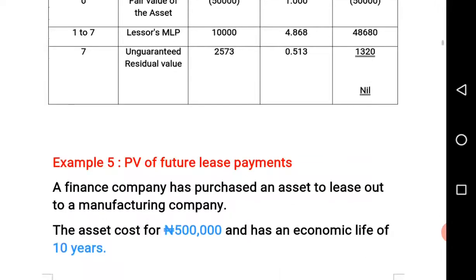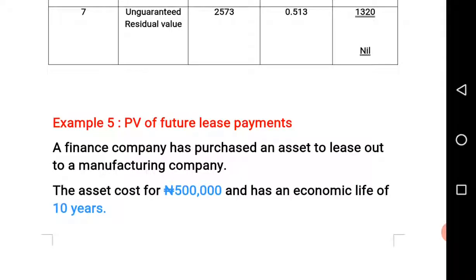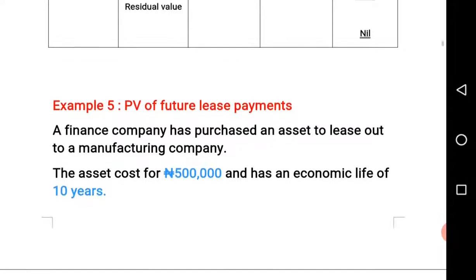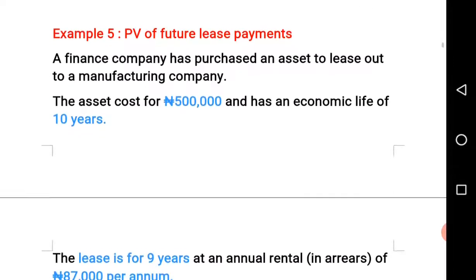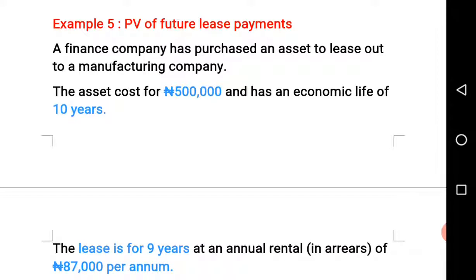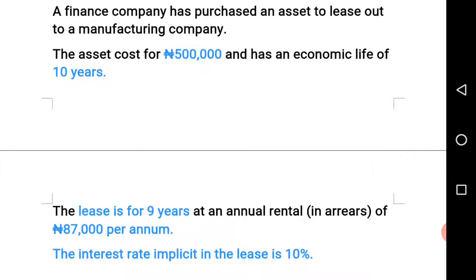We'll move further to example 5, PV of future lease payments. Now, a finance company has purchased an asset to lease out to a manufacturing company. The asset costs 500,000 and has an economic life of 10 years. The lease payment is for 9 years at an annual rental in arrears of 87,000 per annum.